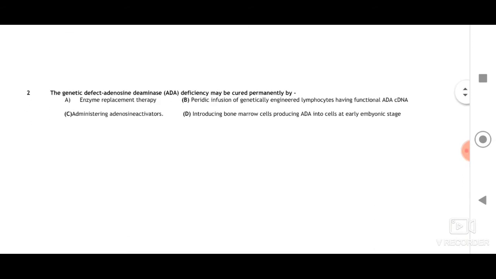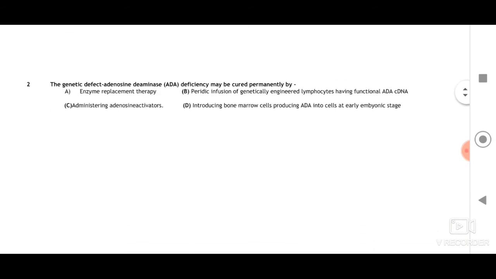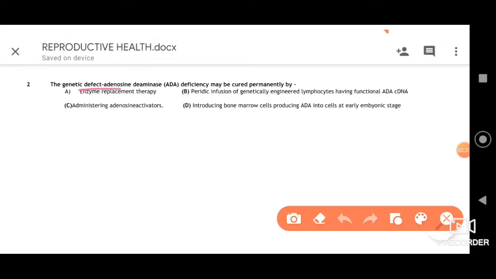Then, dear friends, the next question we have here is: the genetic defect adenosine deaminase deficiency may be permanently cured by, what are the options here? Enzyme replacement therapy, periodic infusion of genetically engineered lymphocytes having functional ADA complementary DNA, administering adenosine activators, or introducing bone marrow cells producing adenosine deaminase into cells at early embryonic stage.